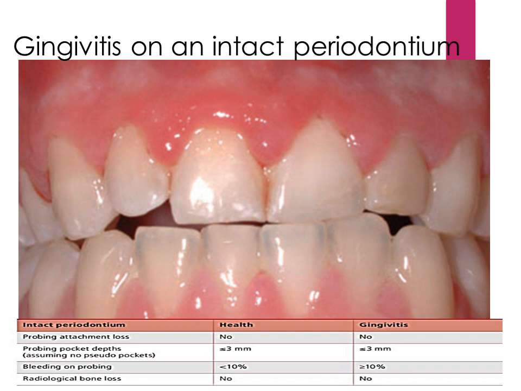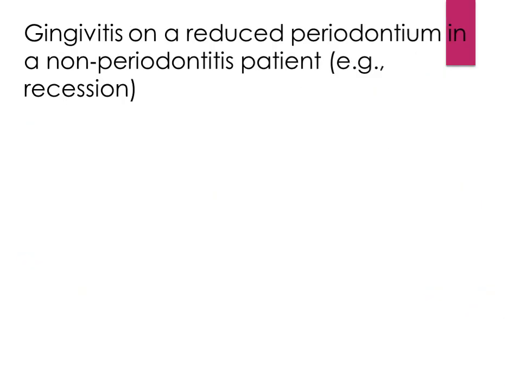So, if we want to differentiate between gingivitis and clinically healthy gingiva on an intact periodontium, we will see that there is only a difference in bleeding on probing percentage, as health is associated with less than 10%, while gingival inflammation or gingivitis is associated with bleeding on probing equal to or more than 10%. The rest of the parameters remain the same.